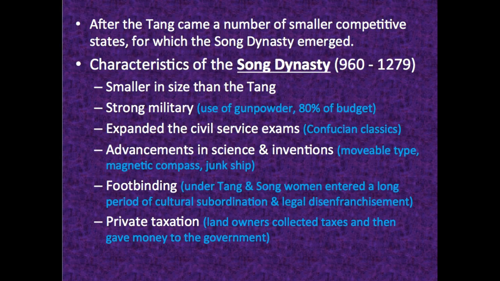This lasts for some time before the Sung dynasty emerges. Some of the characteristics of the Sung dynasty, which lasted from 960 to 1279: it's smaller in size. They have a strong military. Part of that is because of the use of gunpowder. They expand the civil service exams using Confucian classics. This is when Buddhism is actually kind of stifled. There's evidence that at least one of the emperors during the Song dynasty completely banned the practice of Buddhism. But the civil service exams are based on the Confucian classics. You have advancements in science and inventions, like movable type, the magnetic compass, and the junk ship.